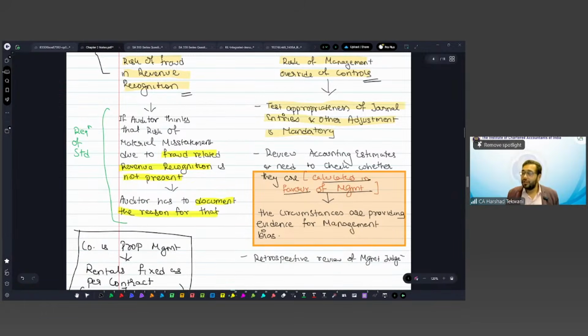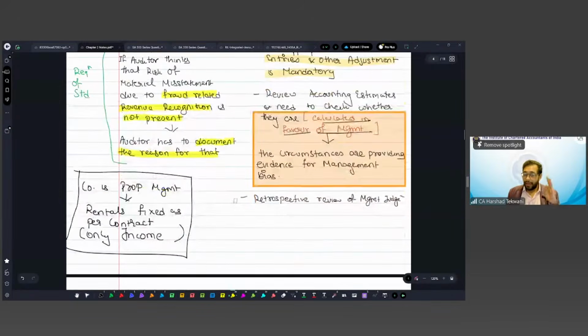In specific terms, it is rebuttable. That means you are saying that there is no presumed risk. That is possible in revenue recognition only, because of certain scenarios and certain types of revenues where you can predict the revenue. So you can go back and say, okay, there is no fraud risk in revenue recognition. As an auditor, I don't think there is a fraud risk. You have to document the reason and then you can proceed with the normal risk in revenue recognition.